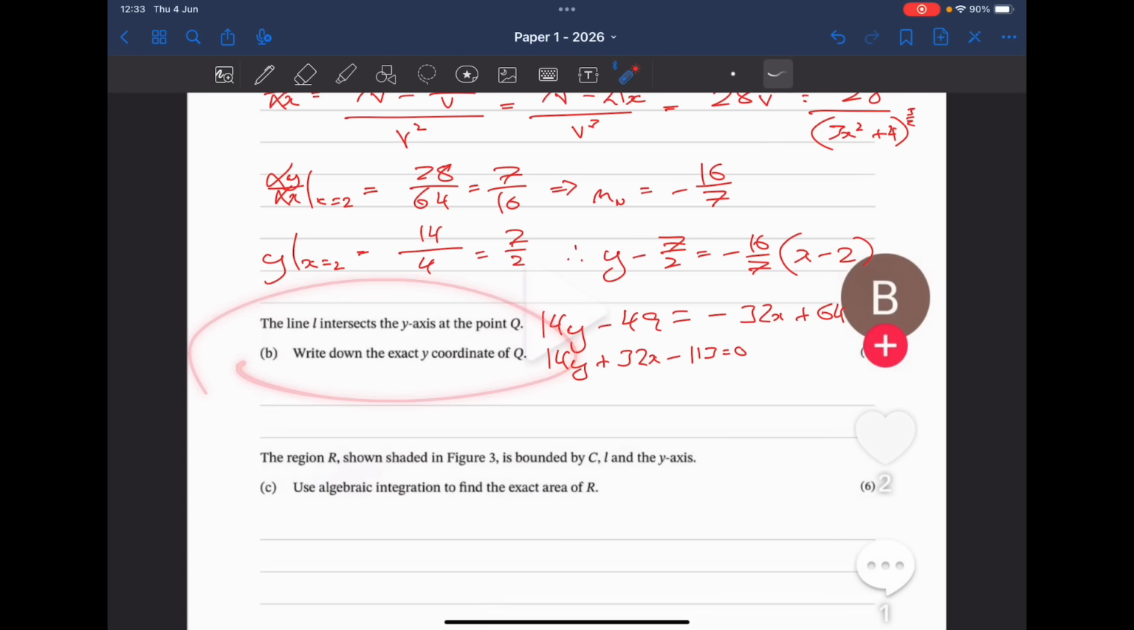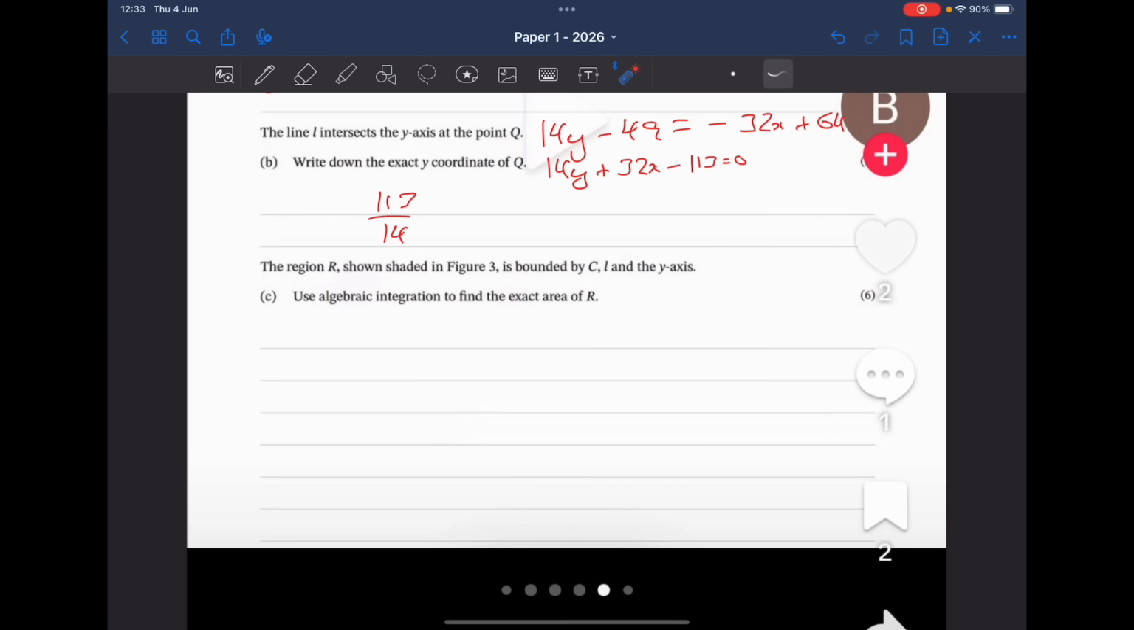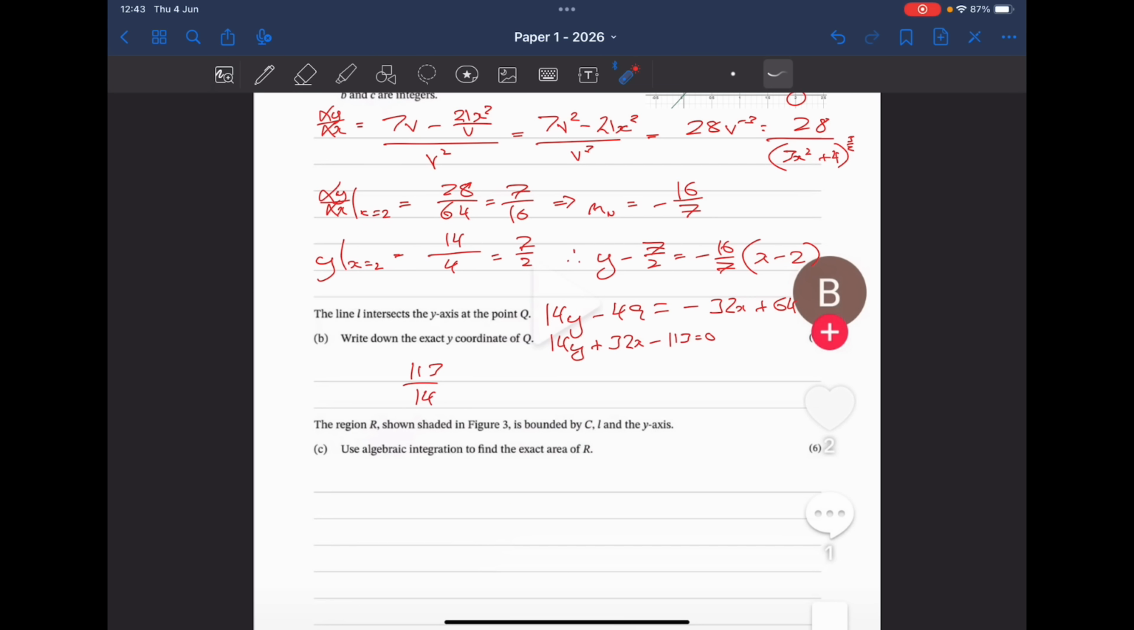So part B, when it intersects the y-axis, make x 0: 14y minus 113 is 0, so y is going to be 113 over 14. And now, yeah, find the area. All right, guys, I made a little mistake on that one just with the integration part of it, so I'll walk through this again.